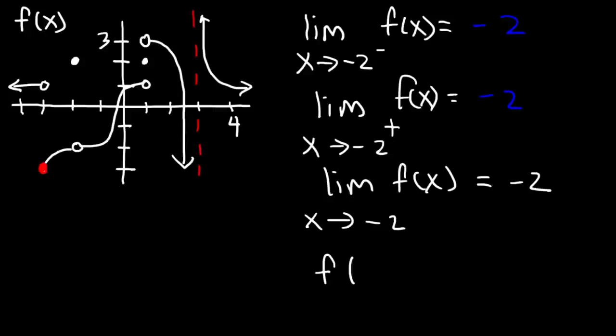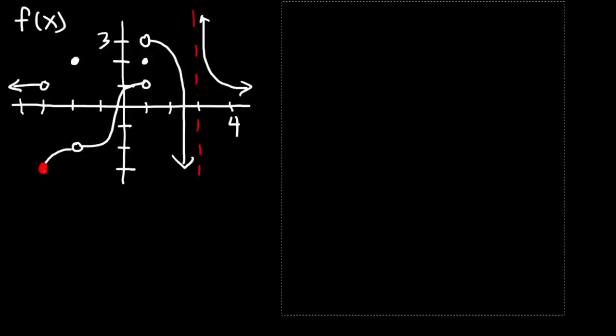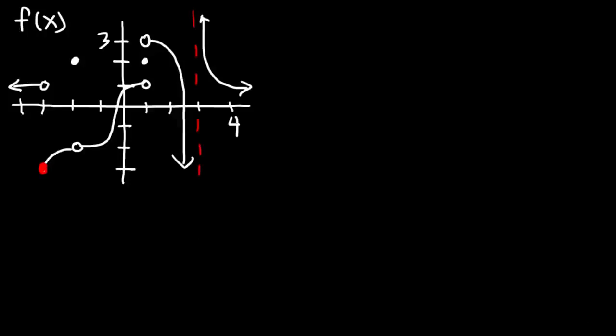Now, what is the function value when x is negative 2? Look for the closed circle that's on this vertical line. That's this point where the y value is positive 2. As you can see, it's not very difficult to evaluate limits graphically. Now let me give you a new set of problems.